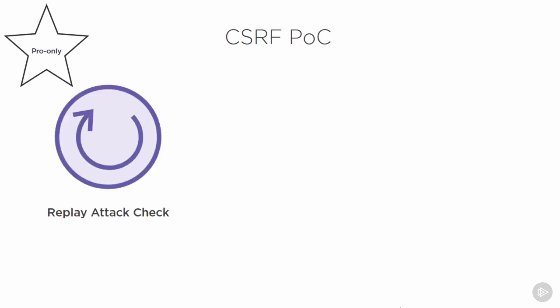We can use Burp to help us identify whether an application may be susceptible to CSRF attacks with a feature called the CSRF POC. Now, POC, of course, stands for Proof of Concept. Realize that this feature is only available in the professional version of Burp. CSRF POC can assist us in determining if replay attacks may be possible by using unchanged or stolen tokens.